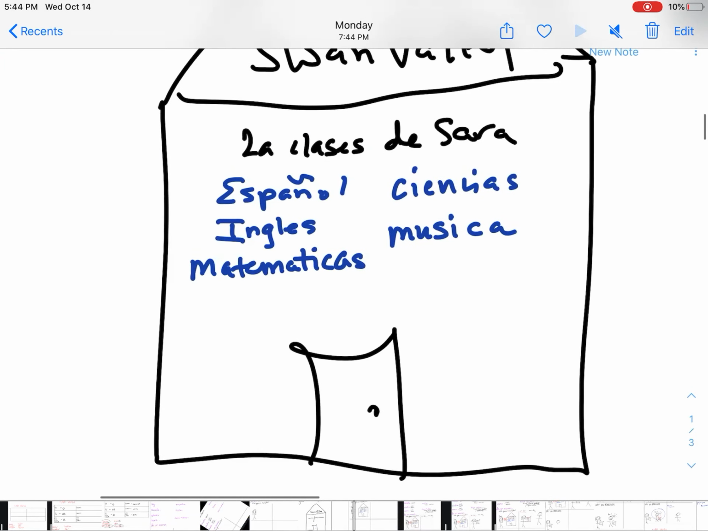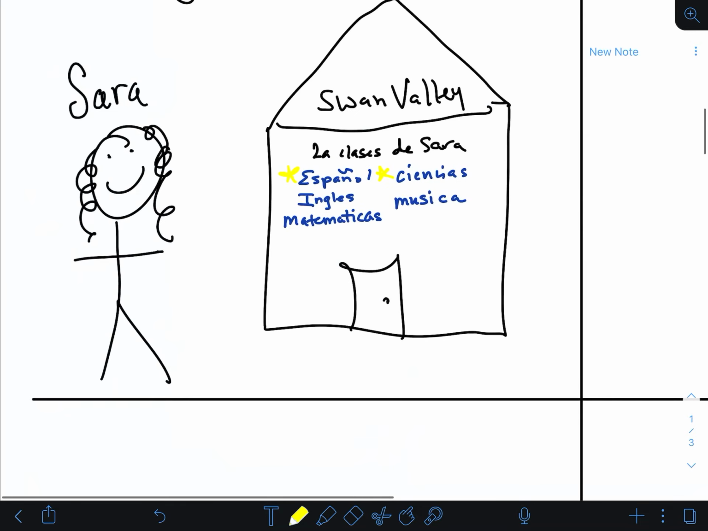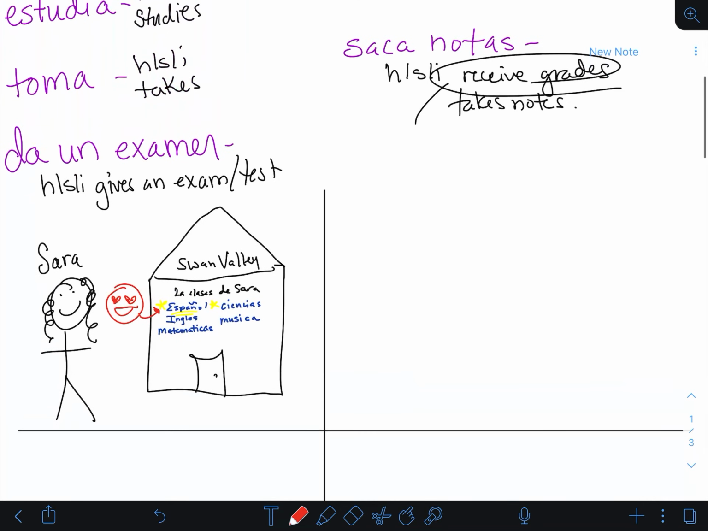Alright, so la clase favorita de Sara es obvio, su clase favorita es español. Sí, a Sara le gusta la clase de español. Su clase favorita es la clase de español. Sí, es obvio, right? It's obvious. Who wouldn't love it?